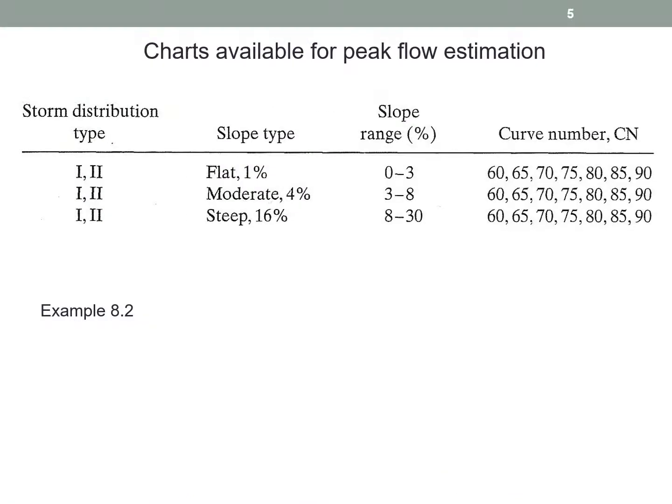Charts are available for peak flow estimation, storm distribution type for type 1 and type 2, slope type that's flat for 1% slope. Slope range is from 0 to 3%, curve numbers from 60 to 90. The same for storm distribution, type 1 and 2, but the slope is from 3 to 8%, and again from 60 to 90 CN curve number. And at the bottom, you have steep 16% slope.